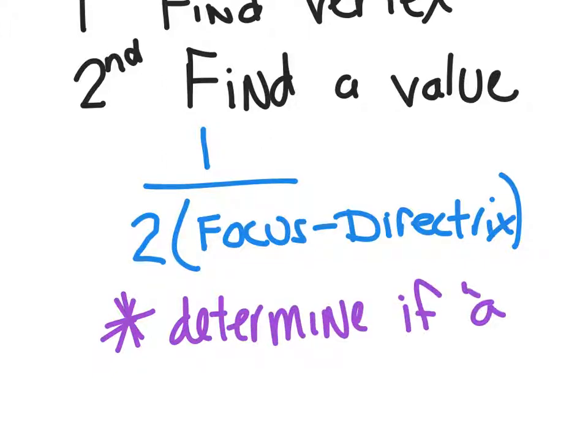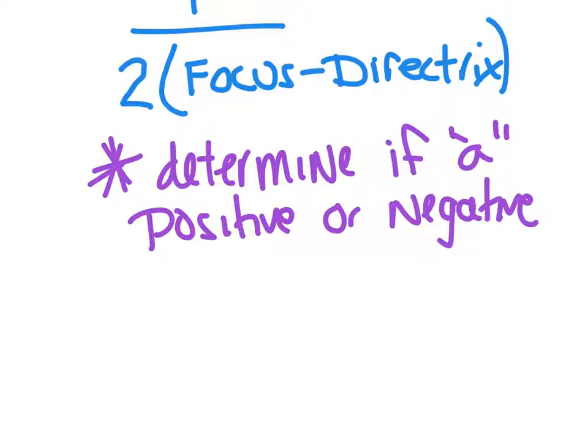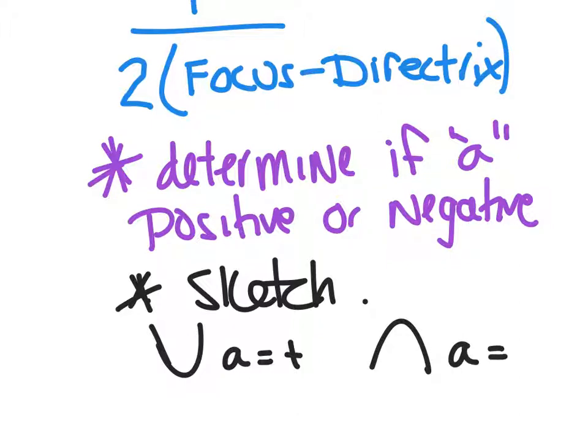If this a value should be positive or negative, basically that just depends on the way your picture looks. So that's why you have to make a sketch. Because if you're drawing your parabola opening upwards, we know that a value is going to be positive. If you drew that parabola downwards, we know that a value is going to be negative. So let's make sure this is clearly written out in our notebook, and we're going to practice a few together.